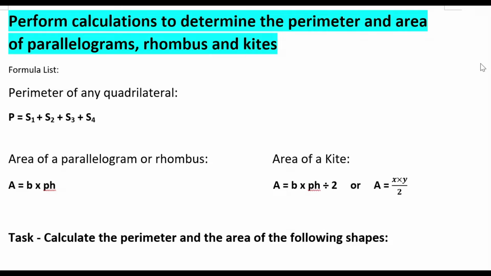Okay, hi year 8s. Today we're going to determine the perimeter and area of parallelograms, rhombus and kite. And I have this worksheet from the OneNote, which is fantastic, and you can follow along with my working.